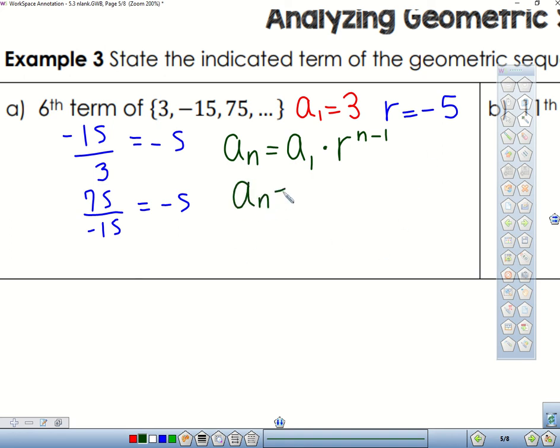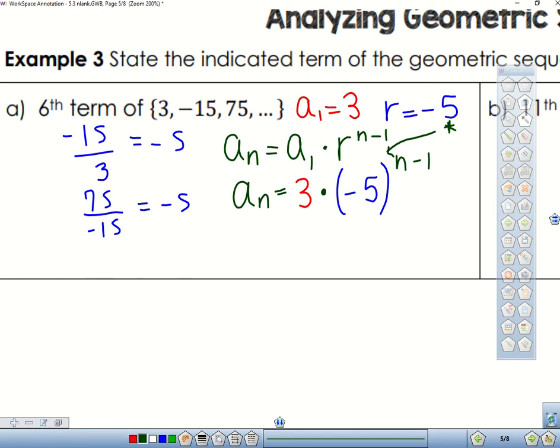So A sub n is equal to your first term times. Now, this is really important. If your r value is negative, you need to put it in parentheses. If you want to write yourself a little note, whatever you got to do to remember that, if your r value is negative, you got to put it in parentheses, okay? Very important. That could mess up your whole equation because it just throws off the whole multiplication, the order of operations.